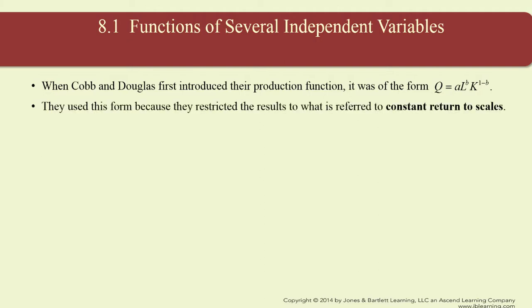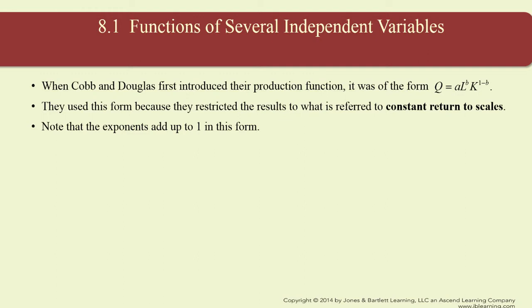And the reason why they used this form was they were restricting their results to what is referred to as constant returns to scale. And that's very econ-ish. I just wanted to bring it to your attention. And I do want to make one more note that in their form, the exponents added up to 1. All right, so that kind of concludes this video, folks.